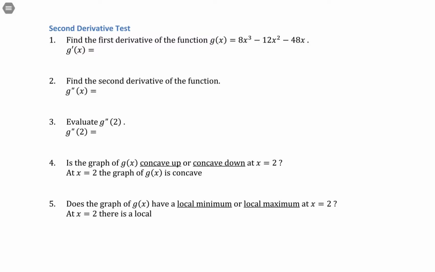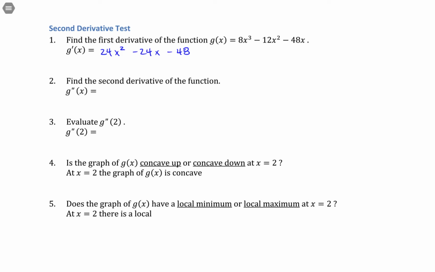Find the first derivative of the function g of x equals 8x cubed minus 12x squared minus 48x. So for the derivative, we just use the power rule. So 3 times 8 is 24. Subtract 1 from our exponent. And then this would be 24x squared minus 12 times 2x, so 24x squared minus 24x minus 48.